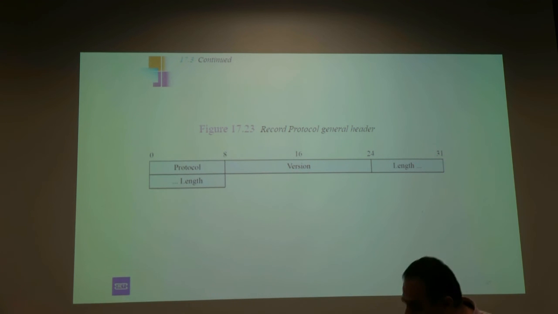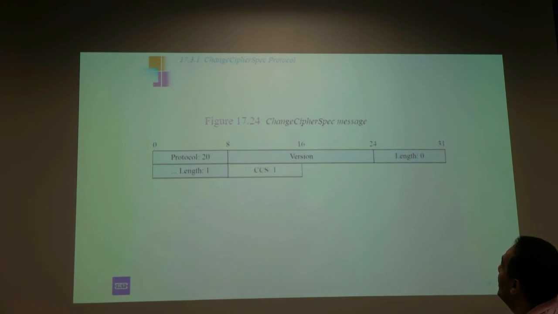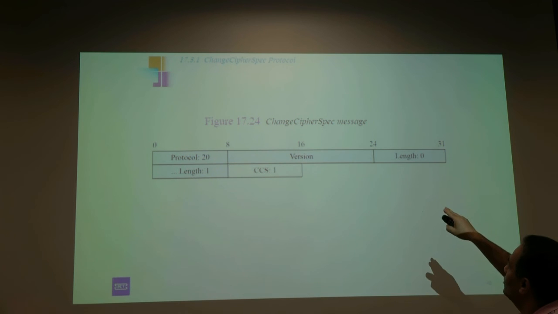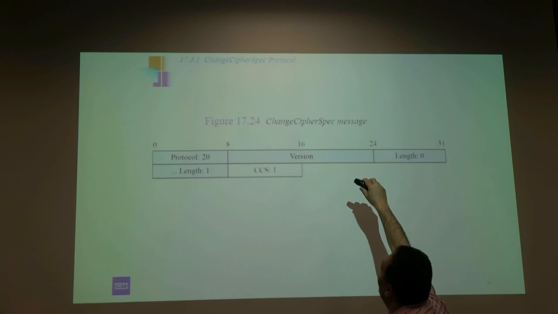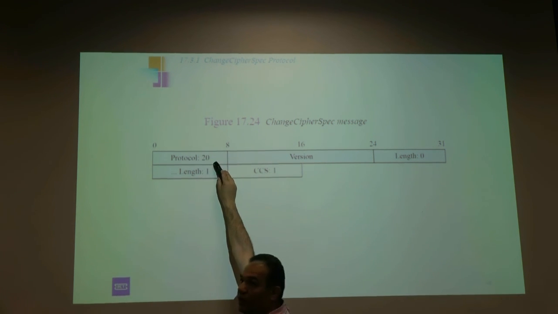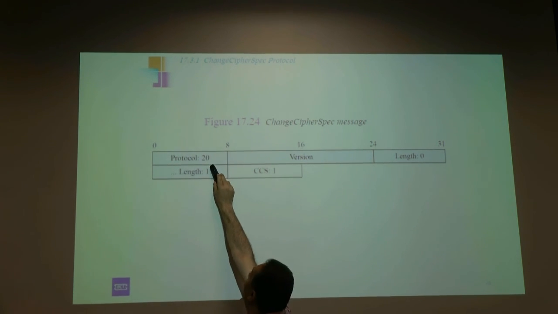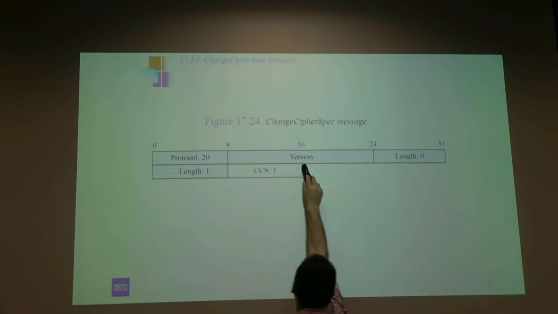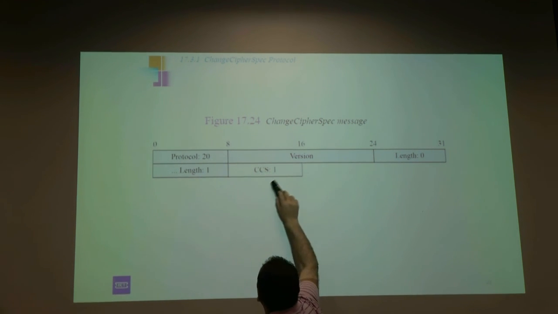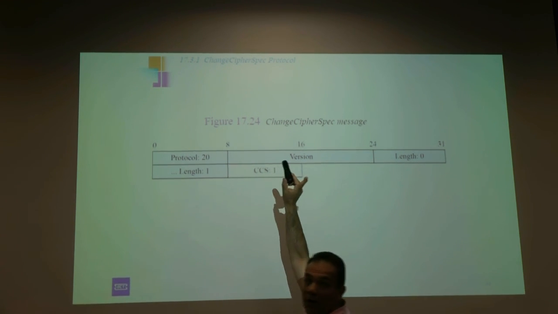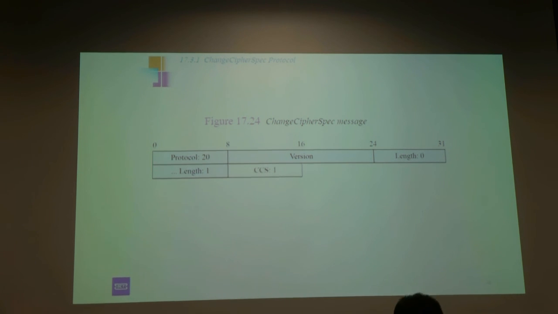Let's take a look at a few messages quickly. The first message is the change cipher spec message. What should the protocol be? Always 20. Then the version of SSL, and the length, which is always 1 byte. What does this byte mean? It is a 1 byte field called the CCS, and its value is 1. That means we have moved from one state to another state. What is the state?